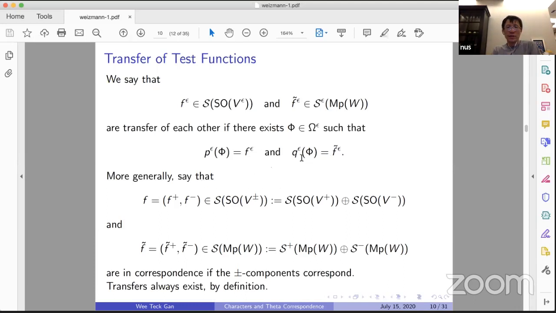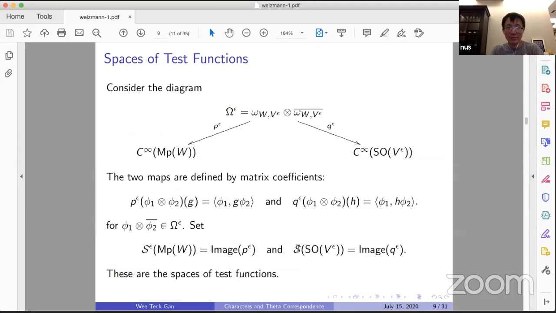Okay, now in fact it is better to put the plus and minus spaces together. So for example, I can define the space which I'll just denote by S of SOV plus minus, as the direct sum of the two spaces that I defined when I had a fixed epsilon above. For MP, we have defined, depending on whether we use V plus or V minus, two spaces of test functions, S plus and S minus.